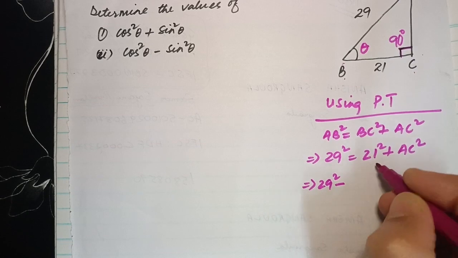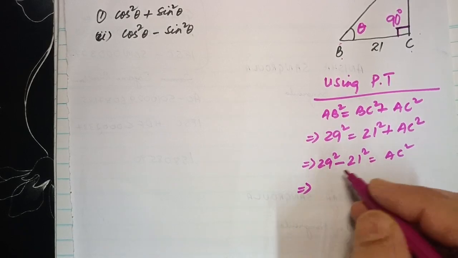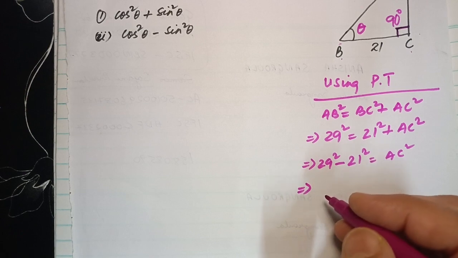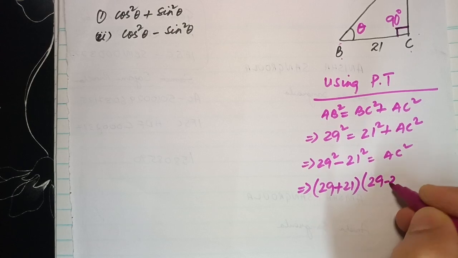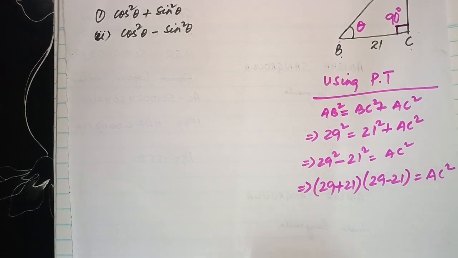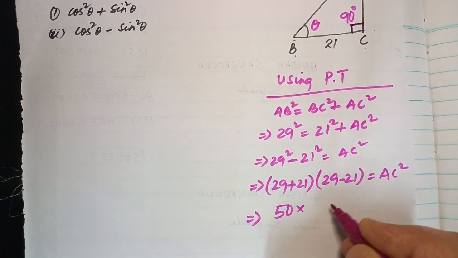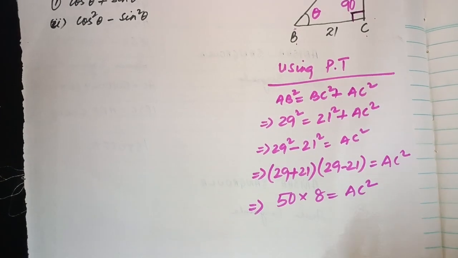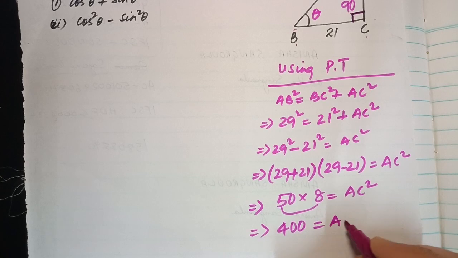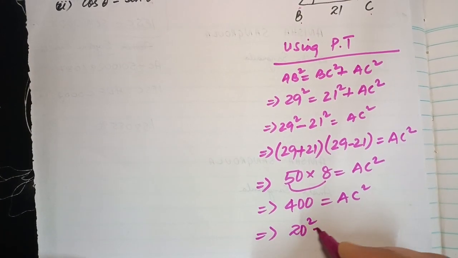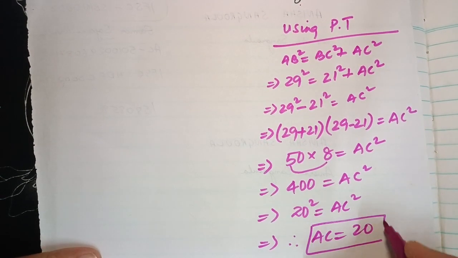So 29 square, let us take this number to the left, minus 21 square, the right side remains with AC square. We can use the formula a square minus b square is a plus b, a minus b. So a plus b means 29 plus 21 and a minus b is 29 minus 21. The right side is the same, AC square. Let us continue. 29 plus 21 is 50, and 29 minus 21 is 8. This will give you AC square. So if you multiply, 5 8s are 40, equal to AC square. So 40 is the square of 20, therefore AC becomes 20. You find the value of AC.